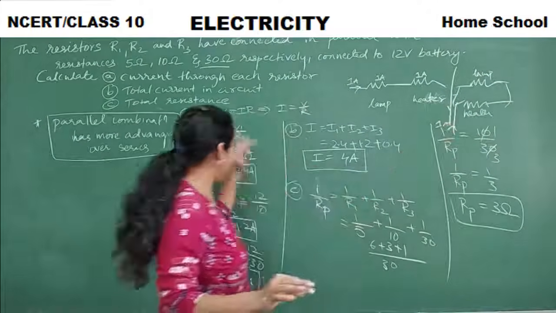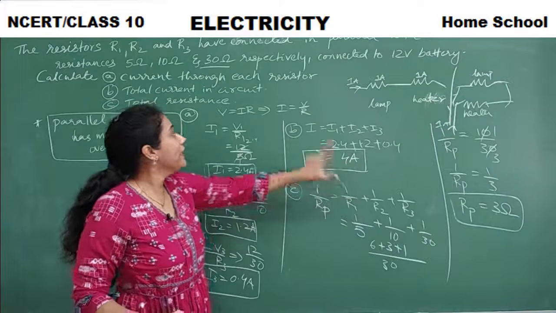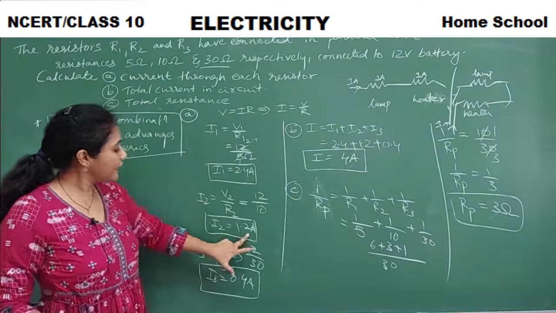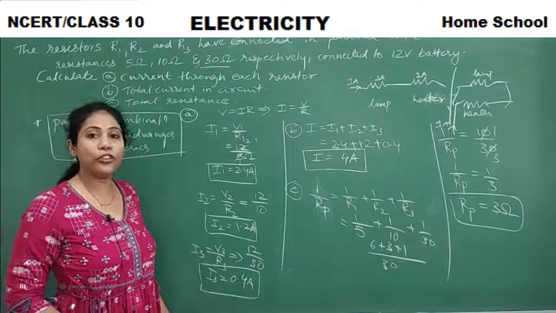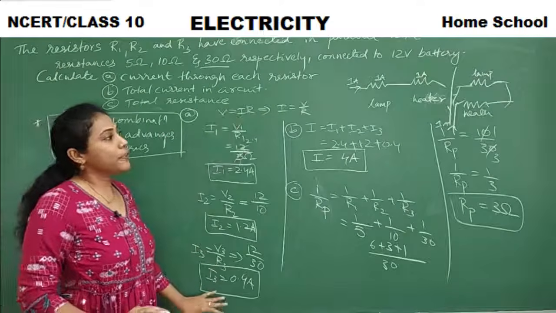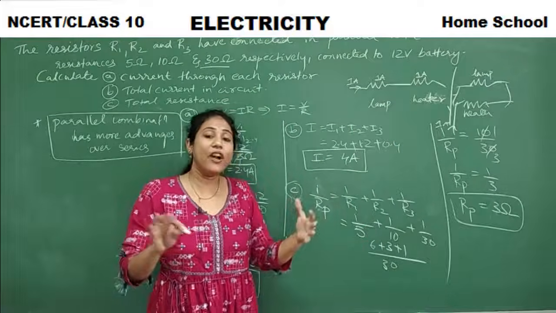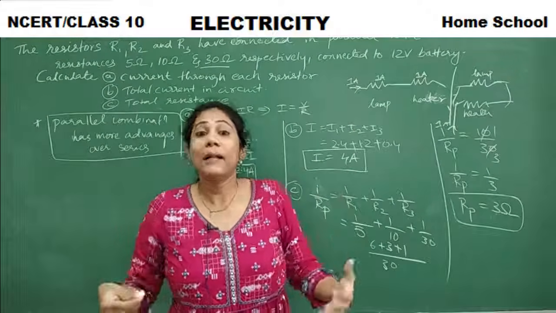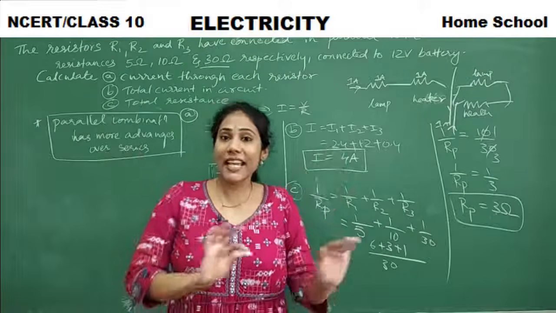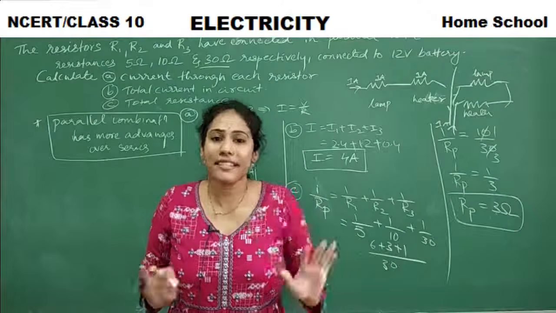What happens in a parallel? Current gets distributed, right? You see this problem, the total current in the circuit is 4 ampere. But the current in the first resistor is 2.4, in the second resistor 1.2, and in the third resistor 0.4. So according to the resistance in each resistor, the current got distributed. So when you have to connect devices together, the best way is in parallel because current gets distributed in parallel. Whereas in series, current is not distributed, it remains constant, right?